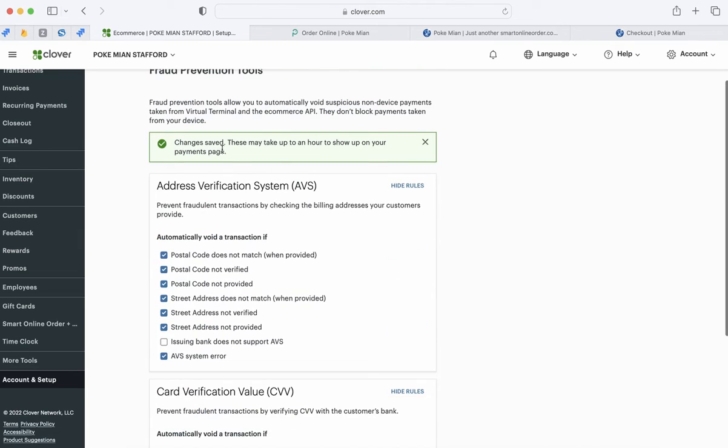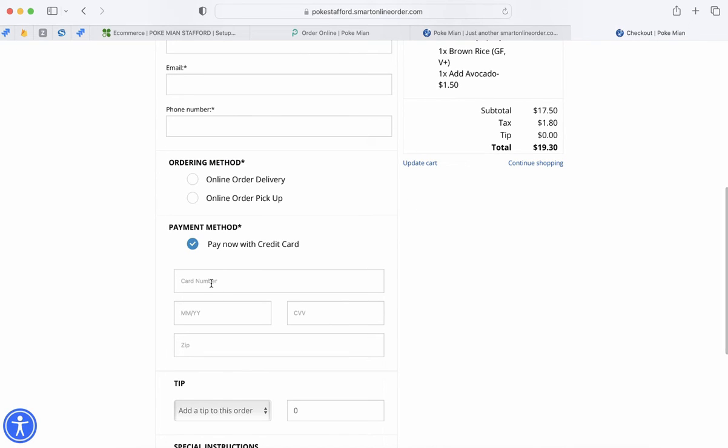So it says these may take up to an hour to show up on your payments page, okay? So let's take a look if it does show up. Right now it's card number, expiration date, CVV, zip code. One thing to keep in mind is that we do not process the credit card transaction for you. We allow customers to order online and the order is sent to your Clover. What you see here is an iframe that Clover offers merchants to accept online orders.